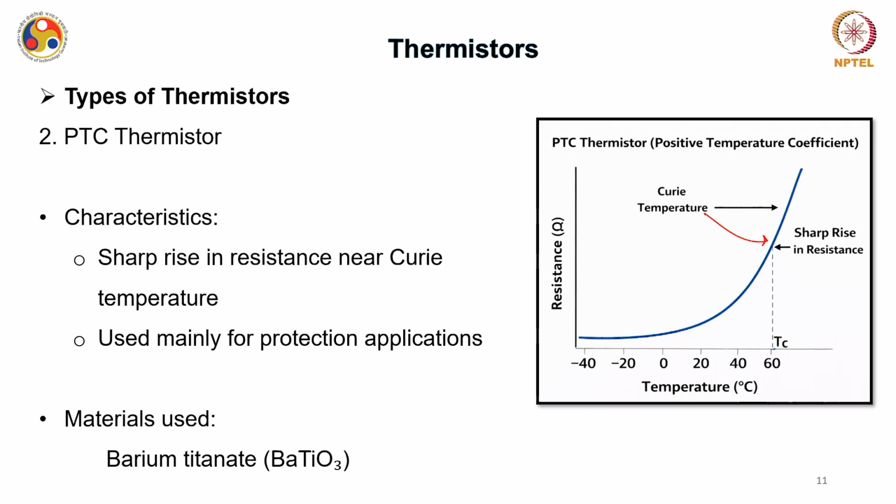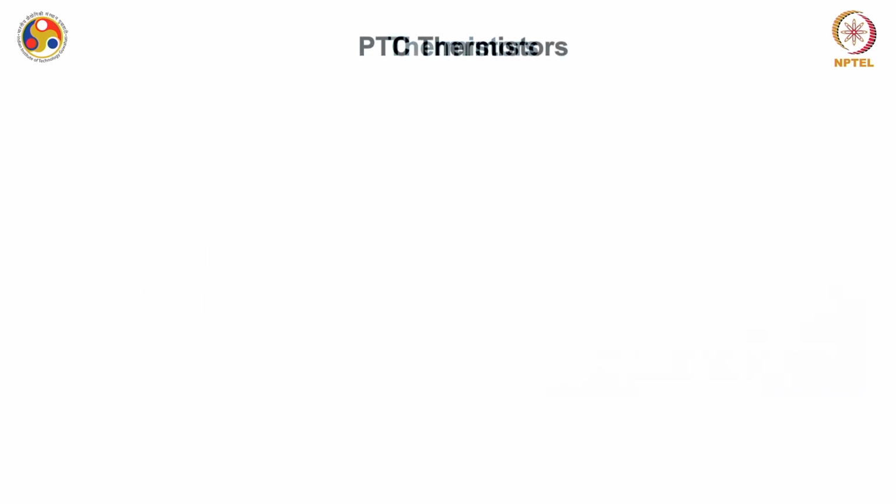Okay. And since there is a sharp rise in the resistance, these devices are mainly used for the protection applications. Okay. Protection from sudden rise in current. Okay. And material that is very popular for fabricating PTC thermistor is barium titanate in different forms, maybe in the form of bar, in the form of thin film and so on. Okay. So, barium titanate, BaTiO3, is very popular for fabricating the PTC thermistors.